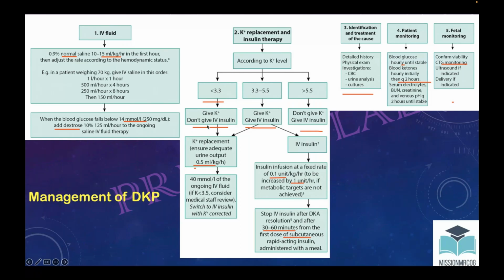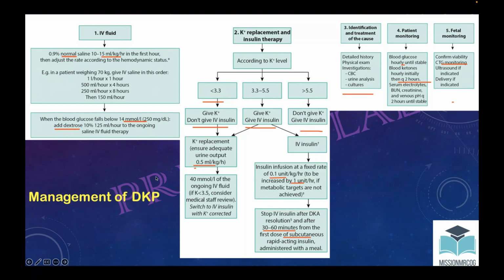When we are offering potassium, we will make sure that the kidneys are working well, and the urine output should be 30 ml per hour, or it should be 0.5 ml per kg per hour. Now, why are we not giving insulin if the potassium level is low? I can give that answer.